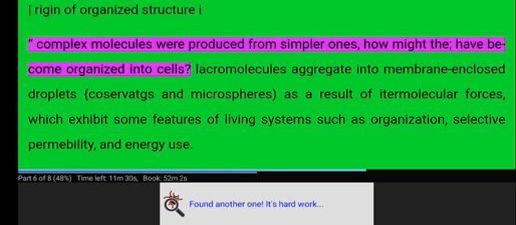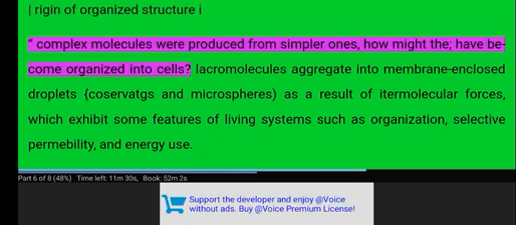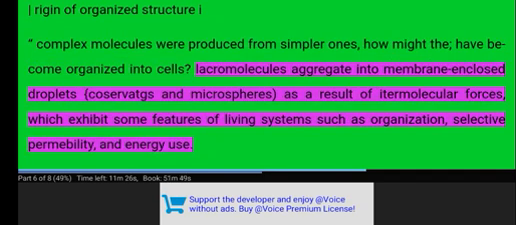Region of organized structure. Complex molecules were produced from simpler ones. How might they have become organized into cells? Macromolecules aggregate into membrane-enclosed droplets, coacervates, or microspheres, as a result.